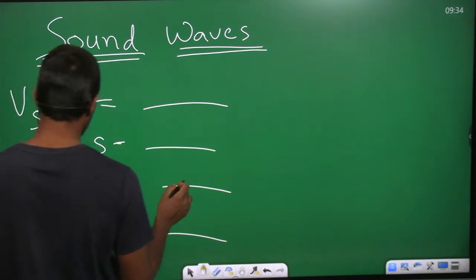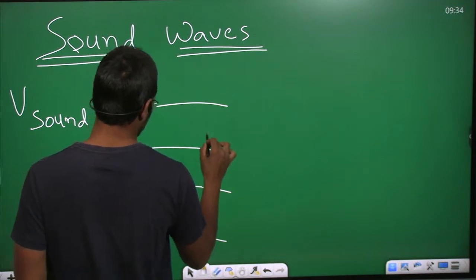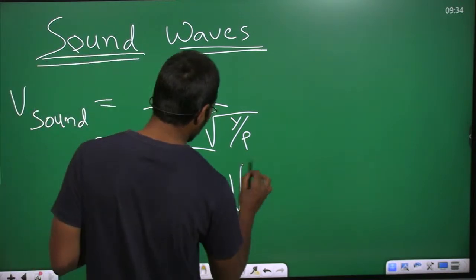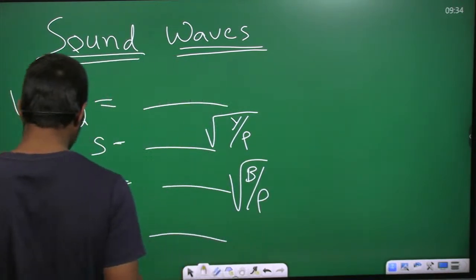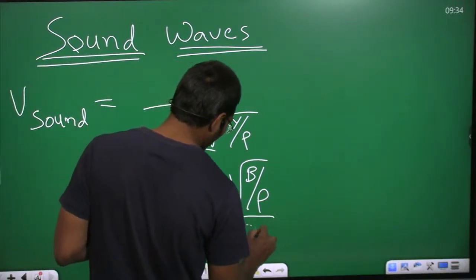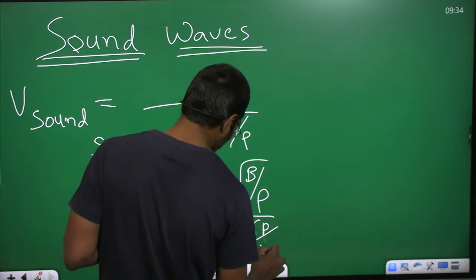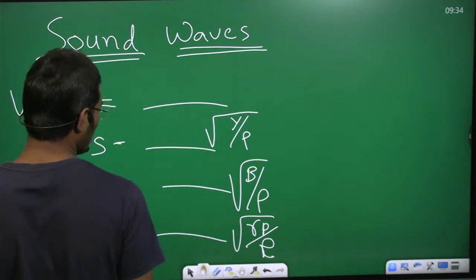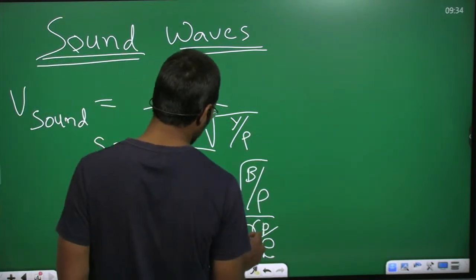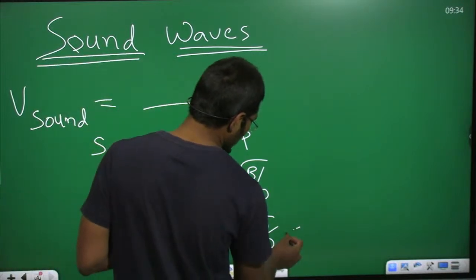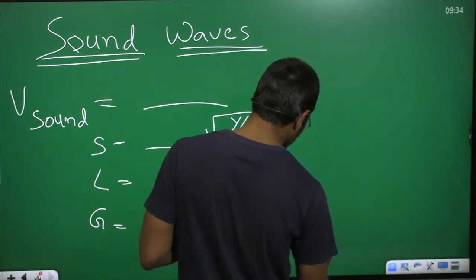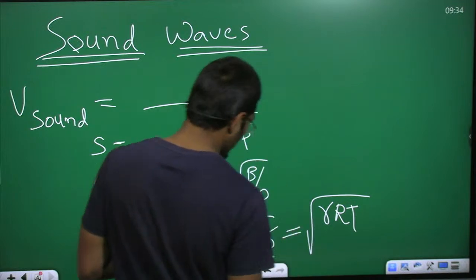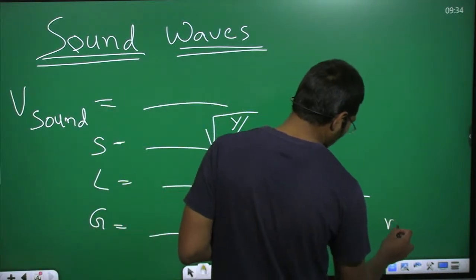So velocity of sound in solid is under root Y by rho. Velocity of sound in liquid is under root B by rho. Velocity of sound in gas is under root gamma P by rho. Where P is the pressure, rho is the density, B is the bulk modulus, Y is the Young's modulus. Where n is equal to 1 for 1 mole.